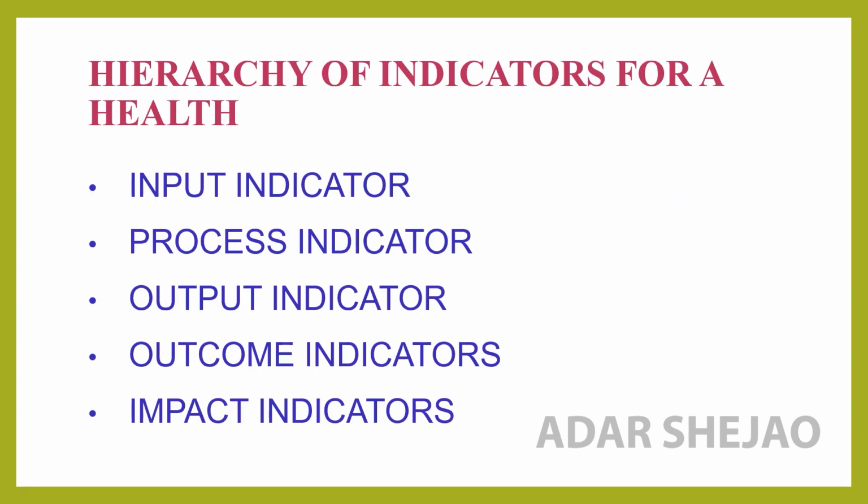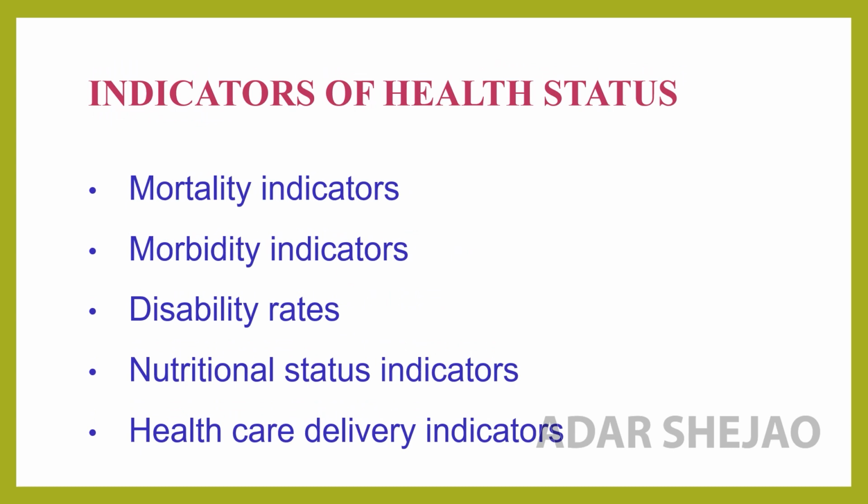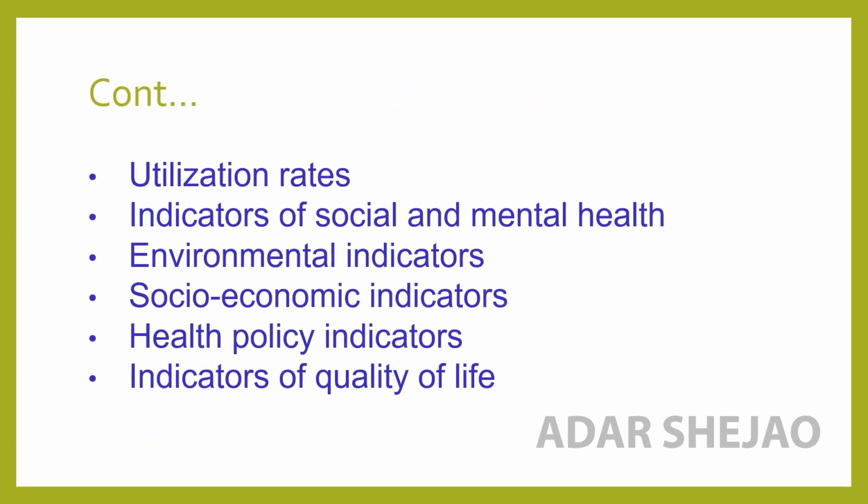Hierarchy of indicators for health. Input indicator. Process indicator. Output indicator. Outcome indicators. Impact indicators. Indicators of health status. Mortality indicators. Morbidity indicators. Disability rates. Nutritional status indicators. Healthcare delivery indicators. Utilization rates. Indicators of social and mental health. Environmental indicators. Socioeconomic indicators. Health policy indicators. Indicators of quality of life.